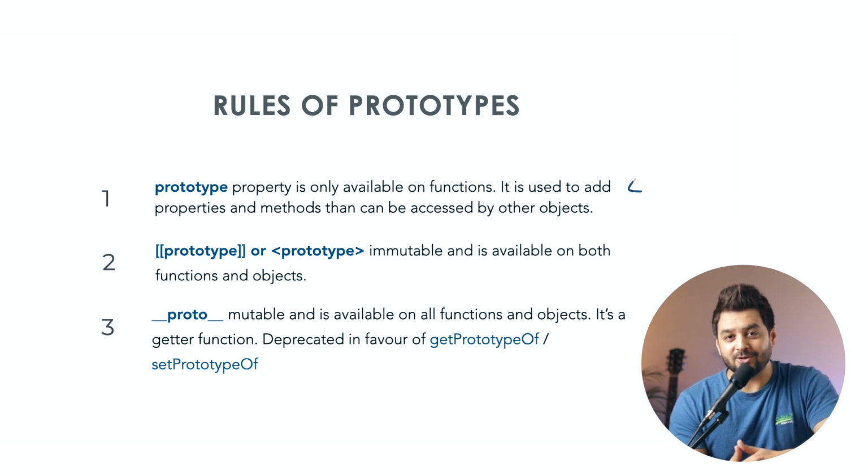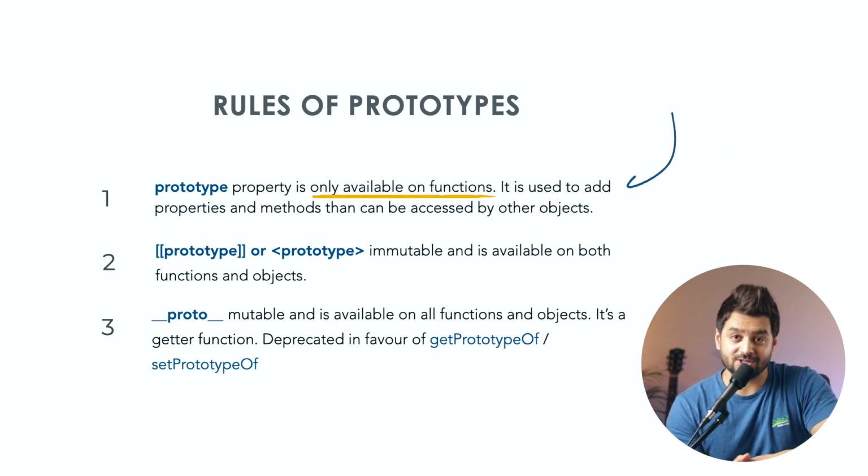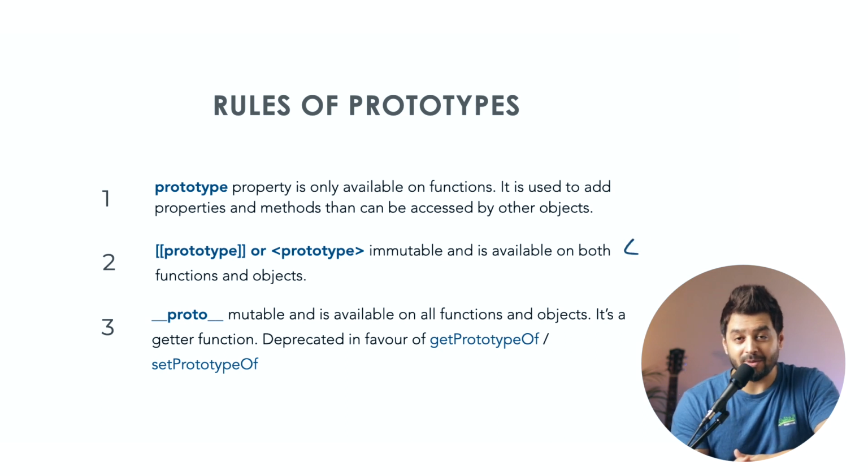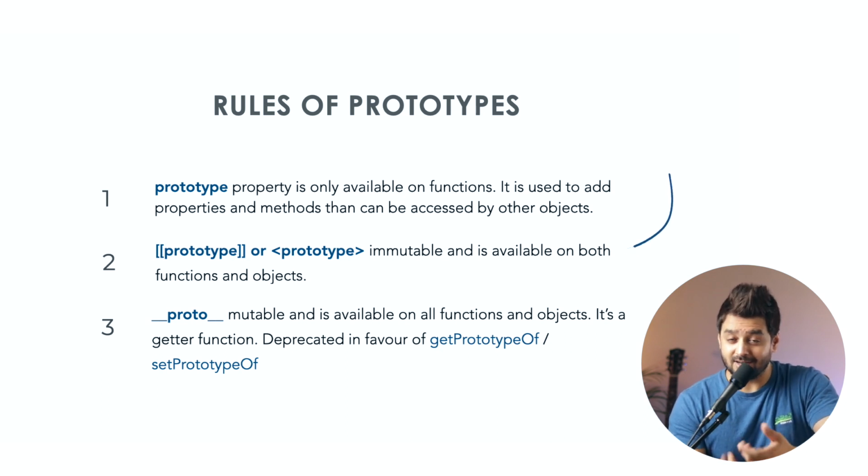The first rule is that your prototype property is only available on functions. The second rule is that your [[prototype]], which is the internal prototype, is available on both functions and objects, and it is immutable because it's accessed only by the browser.